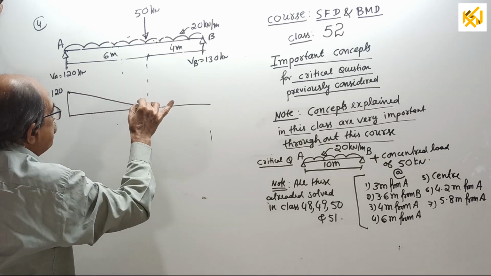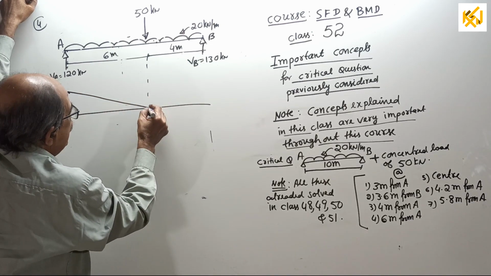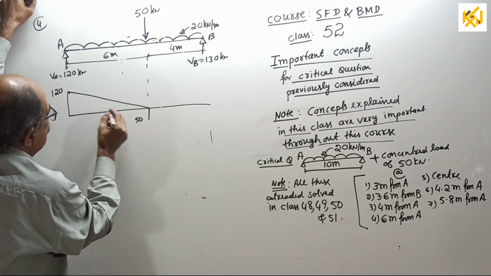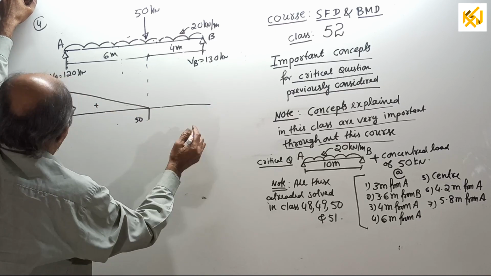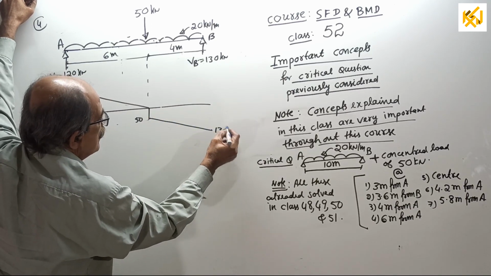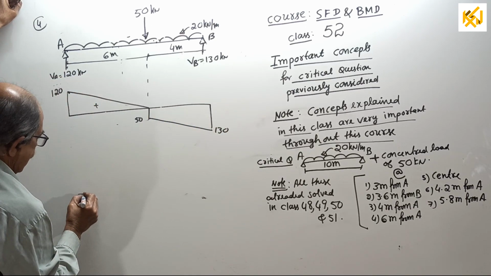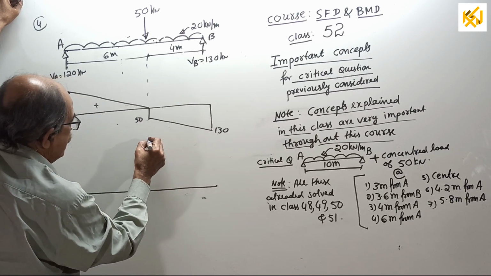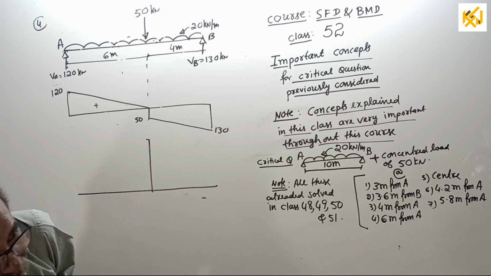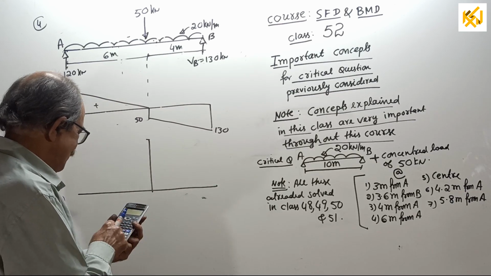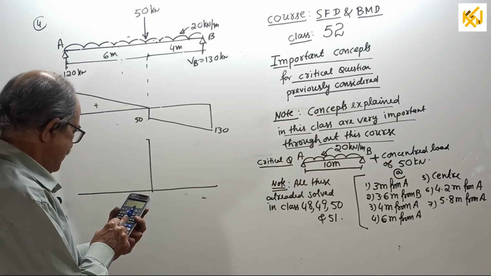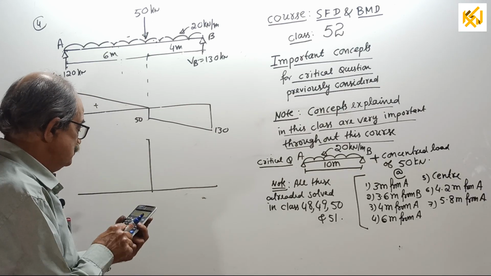See, now left side is 0. Right side, it will be 50 here. 120, 50. Plus minus. Here, 130. I don't have to calculate the bending moment because it will come same as last time. How much did it come last time? Who remembers? I have to do it once again now. That's how I already told. I am very weak in remembering or by-hearting. 360.